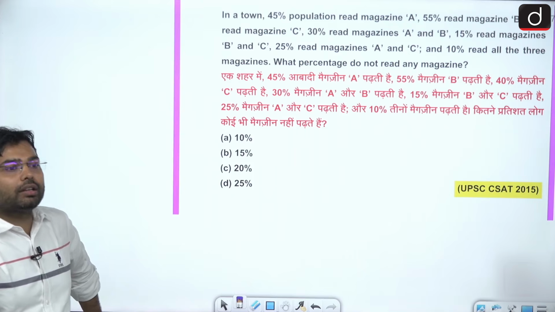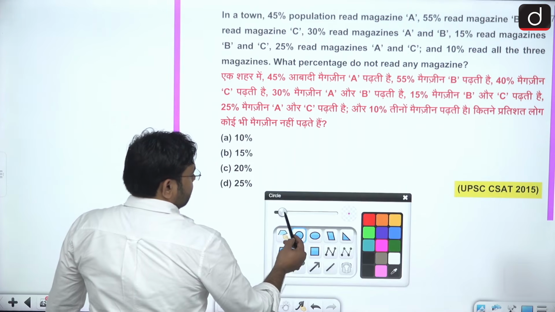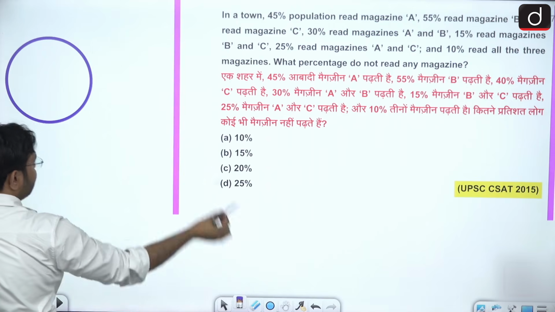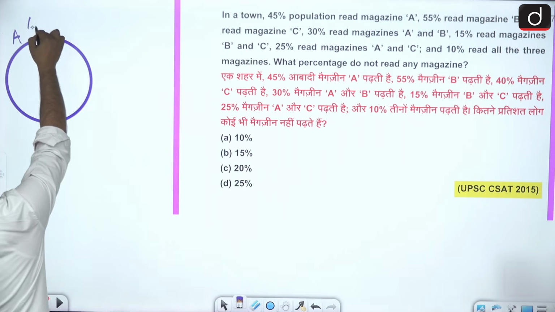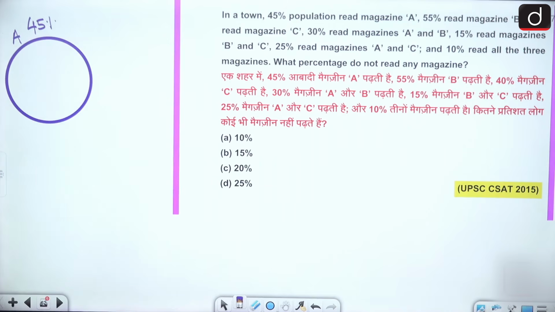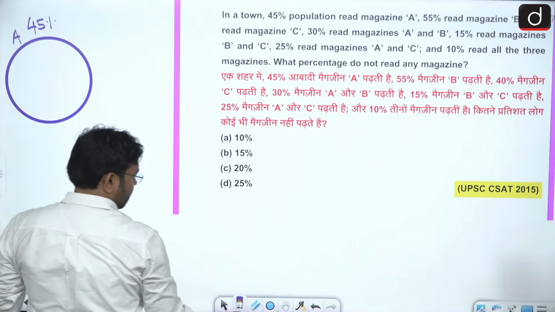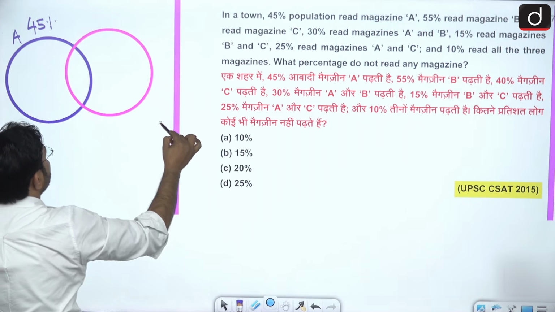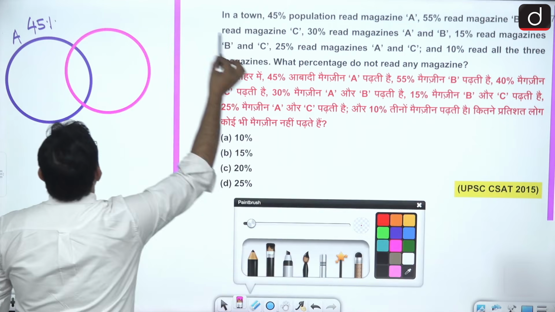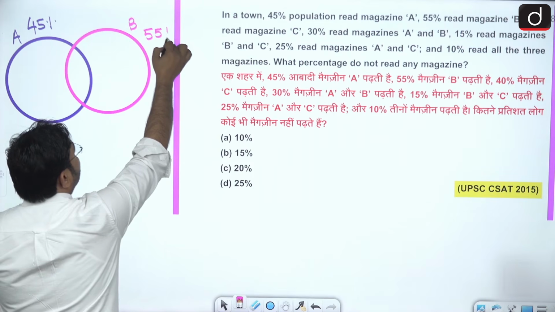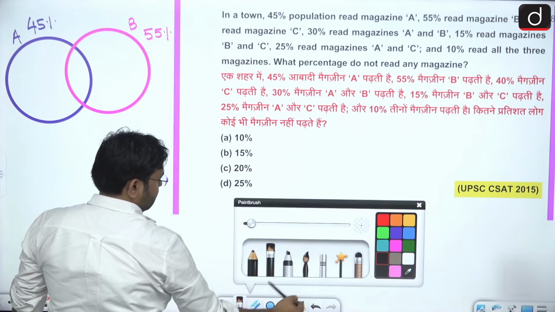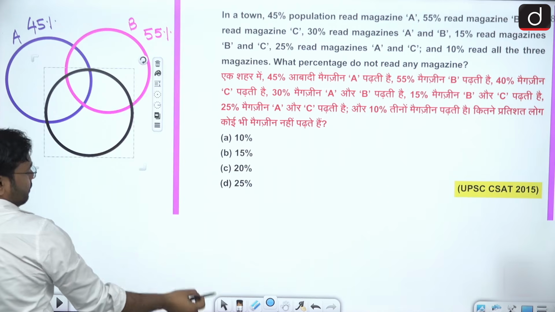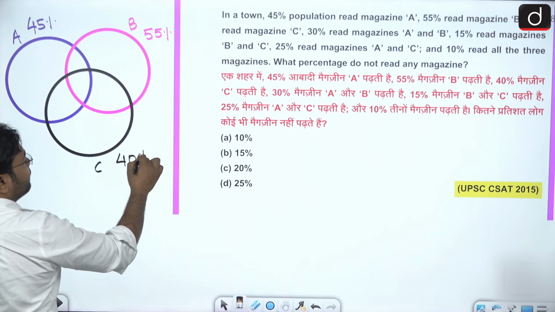45% population read magazine A. This is the circle for magazine A, and total 45% people read magazine A. Now the second one, 55% people read magazine B. This is for magazine B, 55%. Now the third one, magazine C, 40%.